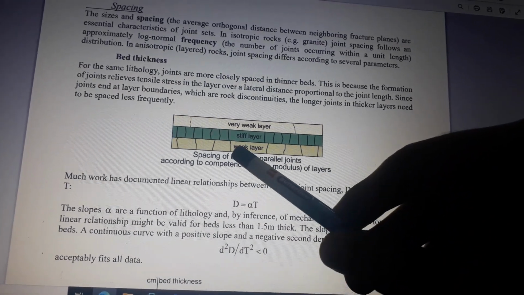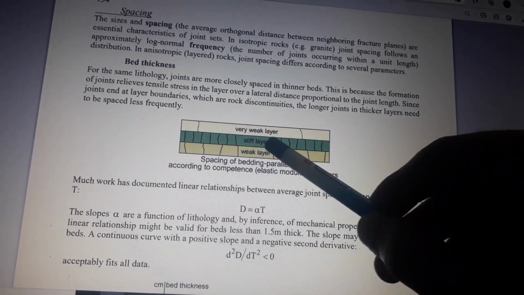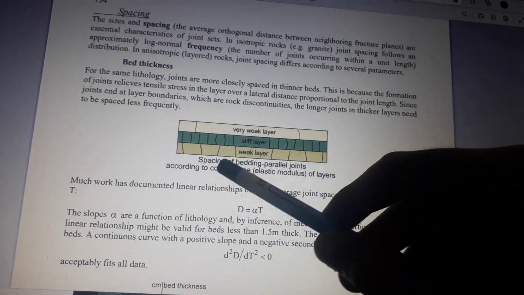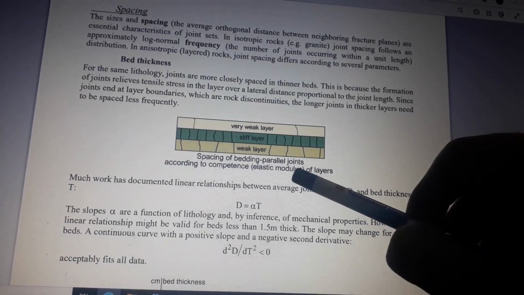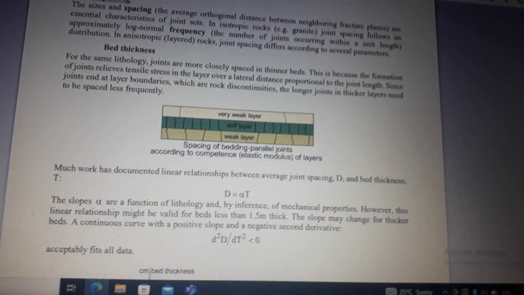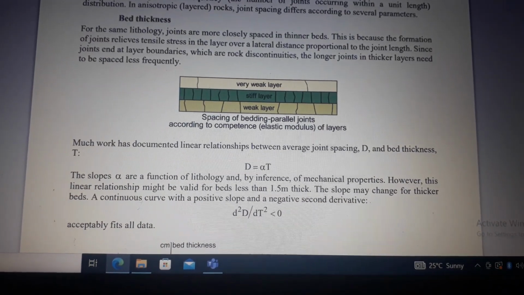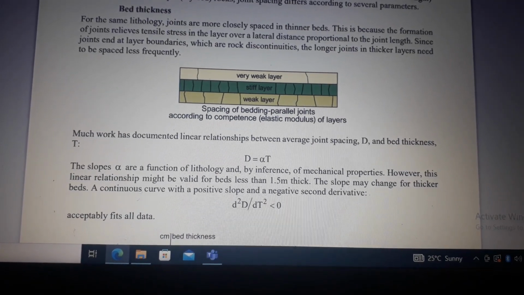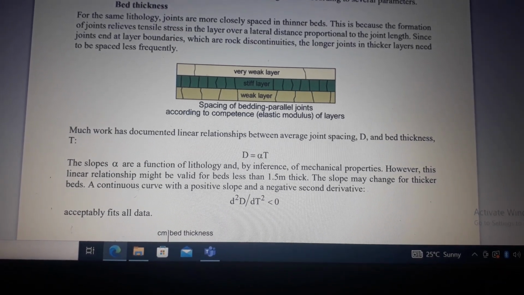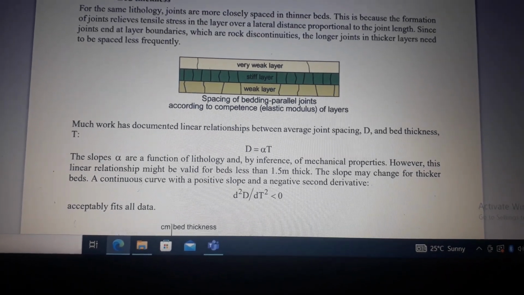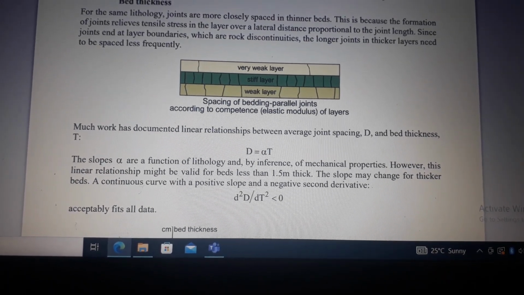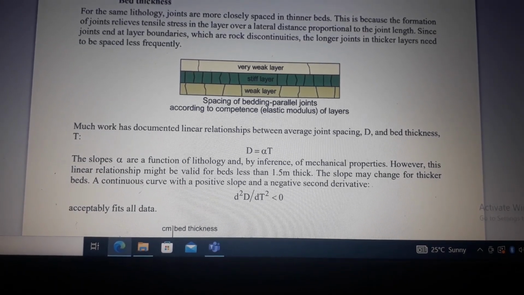This one is a weak layer, this is a stiff layer, this is a very weak layer. This is the spacing of bedding-parallel joints according to the competence, or elastic modulus, of the layers. Much work has documented a linear relationship between average joint spacing D and bed thickness T: D is equal to alpha T. The slopes alpha are a function of lithology and, by inference, of mechanical properties.